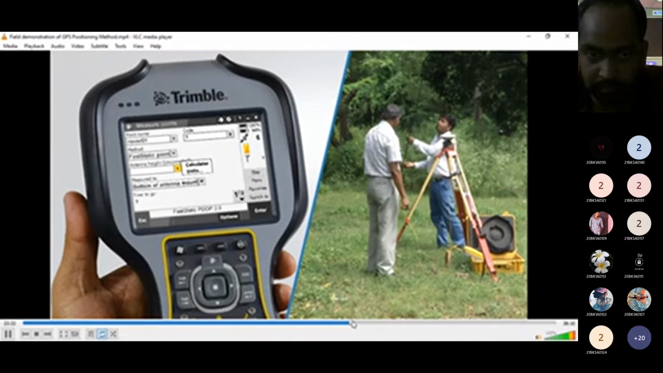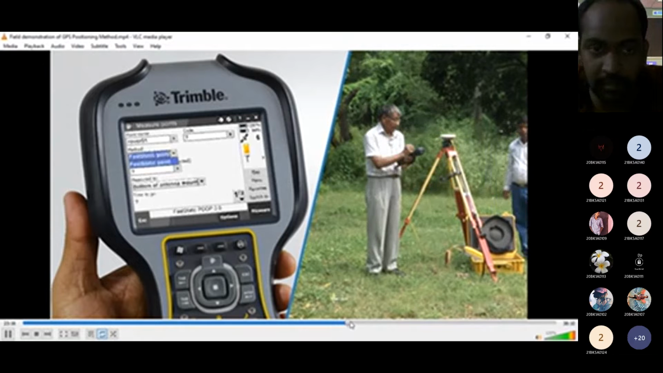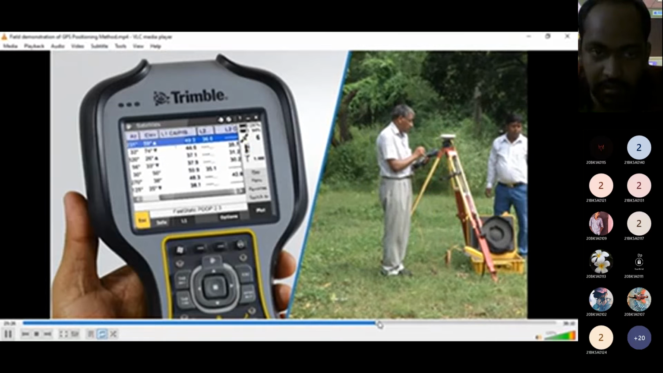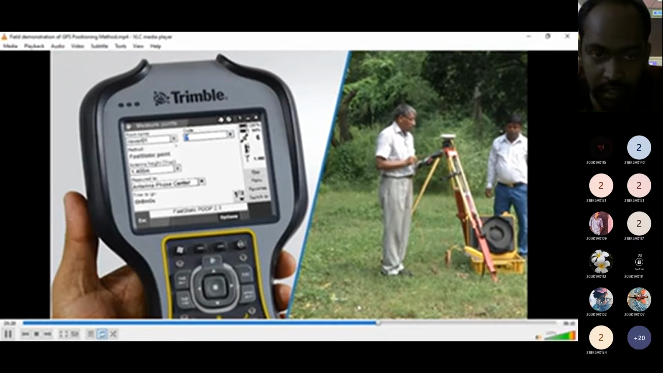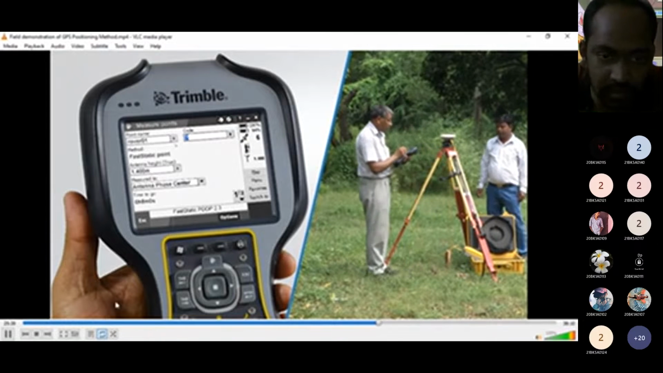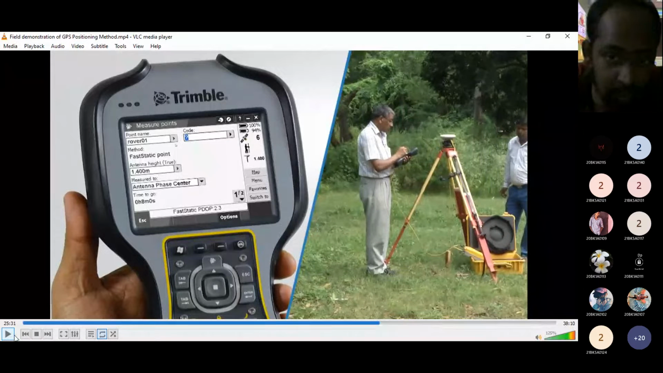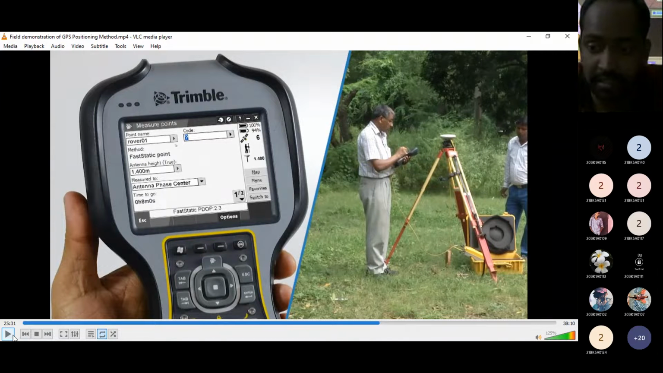The same operation we will perform here. Once the observation is over, satellites. Now how we have to receive and how we have to process the data, that is the most important scenario here.